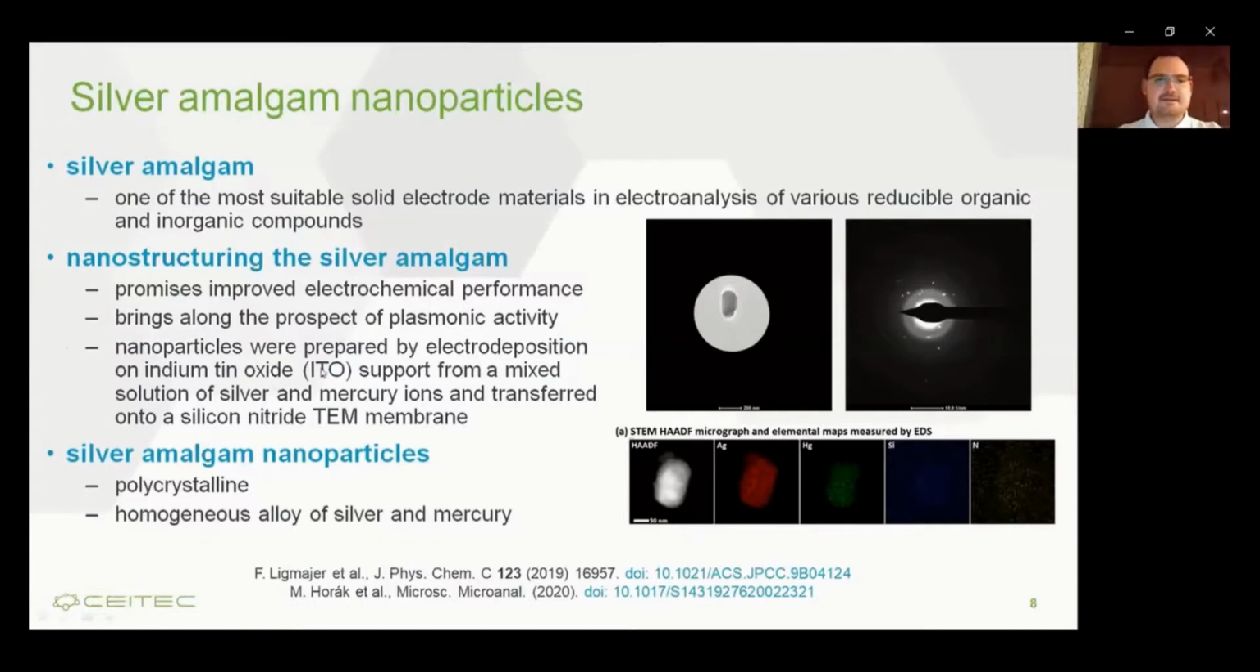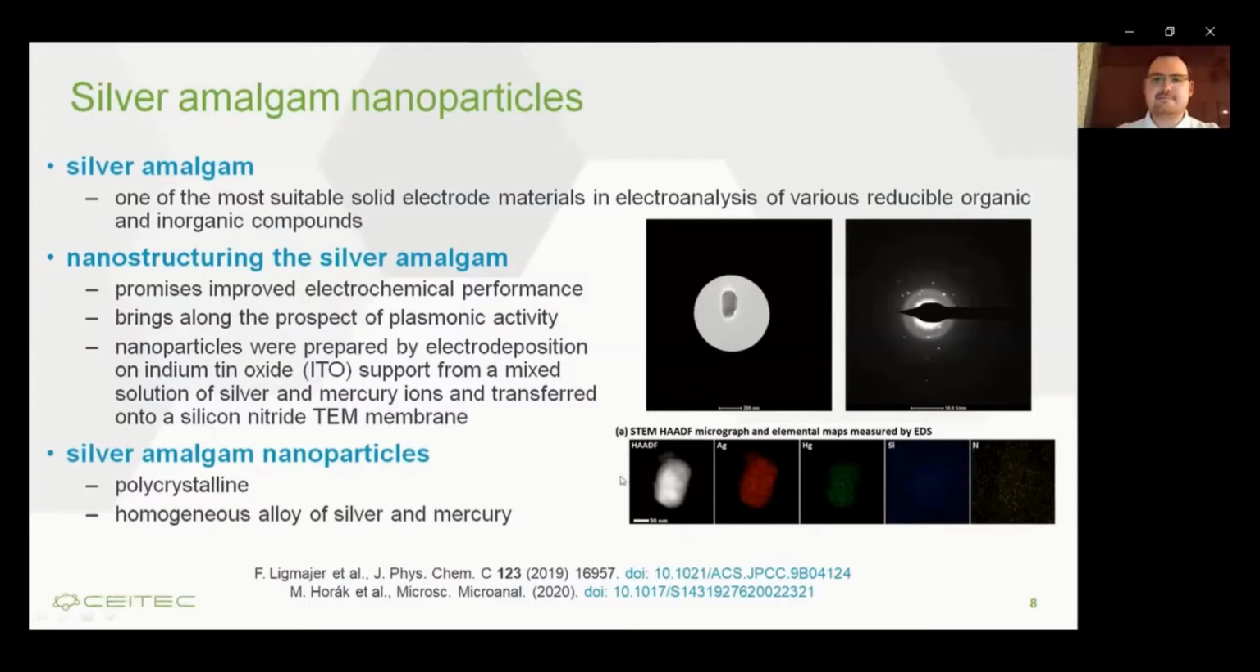Nanoparticles can be prepared by electrodeposition on an indium tin oxide support from a mixed solution of silver and mercury ions, and then these nanoparticles were transferred onto a silicon nitride EM membrane to do our analysis. So first, we found out that the silver amalgam nanoparticles are polycrystalline, which is proved by this selected area diffraction pattern recorded on this silver amalgam nanoparticle.